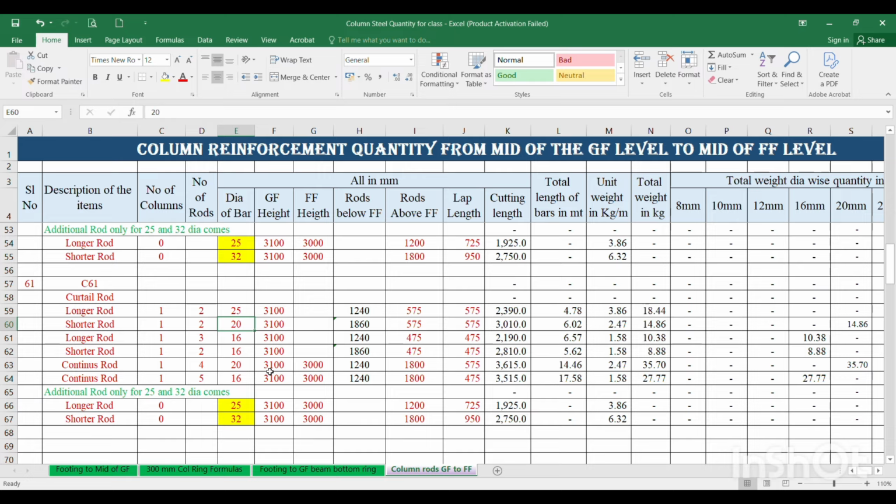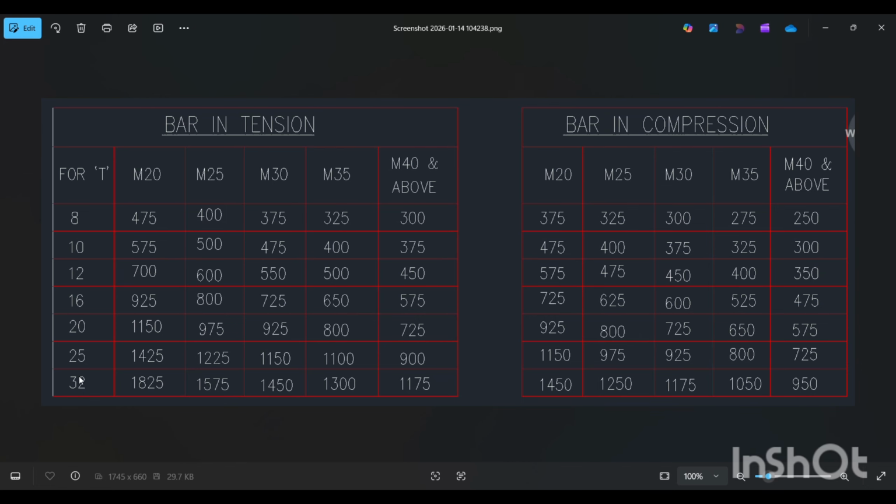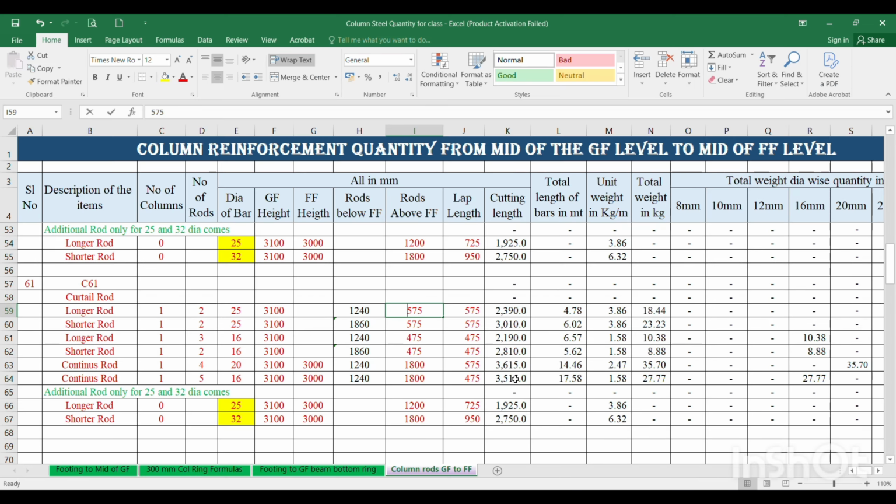This dia is 25, and ground floor height is required, first floor height is not required. This is the rod below first floor level 0.6 and 0.4, and this is the rod above first floor level for the one LD. LD means, for the 25 dia, what is the LD? For the 25 dia, LD is 725. This is 725 and 725, and as usual the lap length is also 725 to lap the below rod.